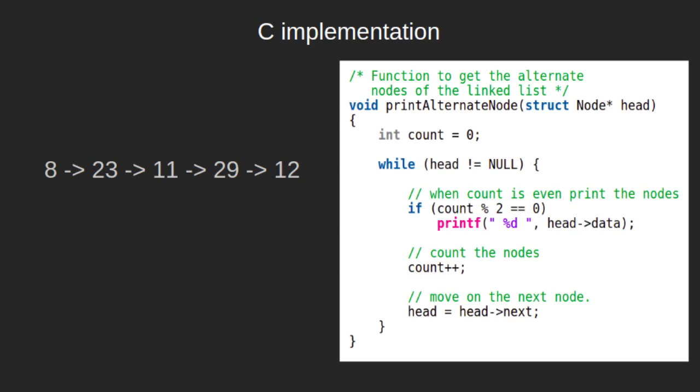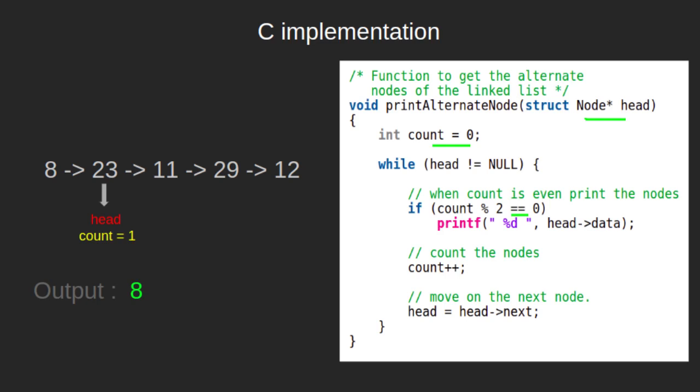So we have a linked list here as 8, 23, 11, 29, 12 and we have to print alternate nodes of this linked list. So firstly we pass head as a parameter and set count as 0. So initially head will point to 8 and count will be 0. We will then traverse the linked list. Since count is 0 which is even, we will print that node. We then increment the count and move head to the next node.